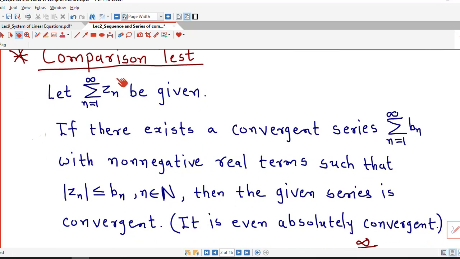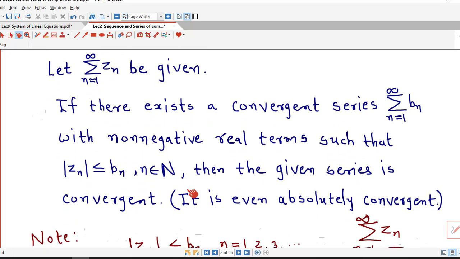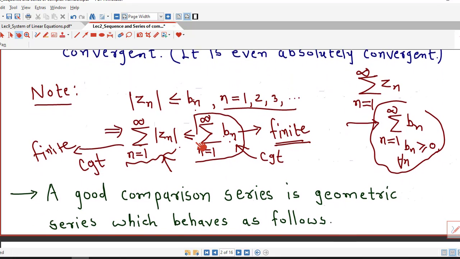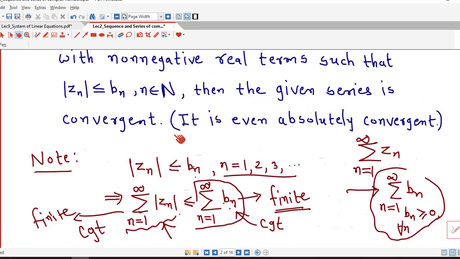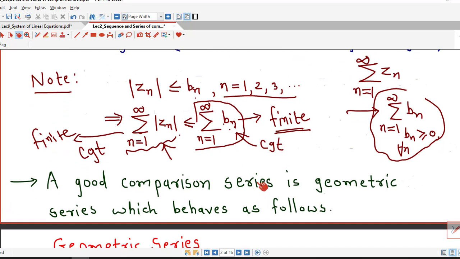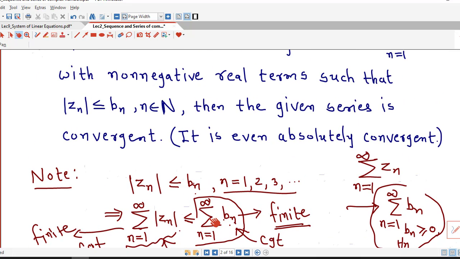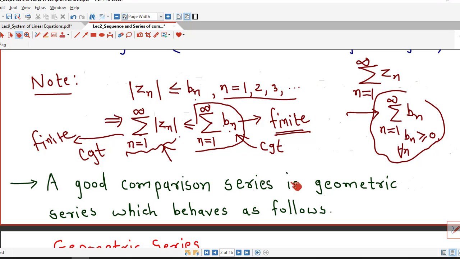So if we want to apply this comparison test to a given series, we have to think of another convergent series of real numbers such that this condition is satisfied: absolute value of Zn is less than or equal to Bn for all n. So we consider one example, and for the comparison test we can use a geometric series. Some series of complex numbers can be compared with a geometric series of complex numbers.